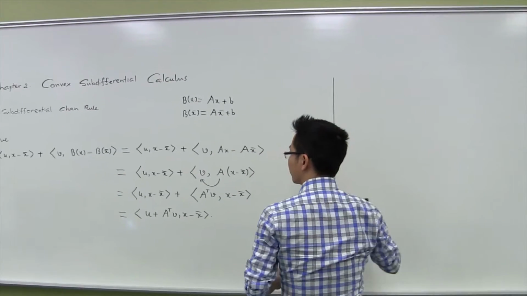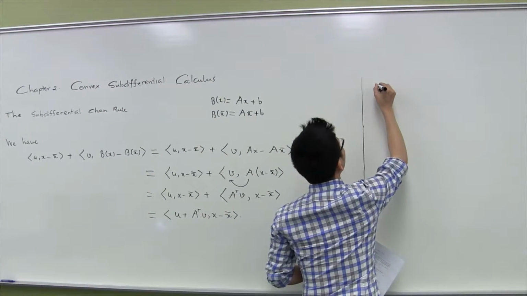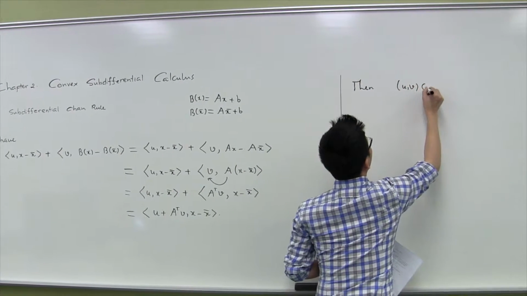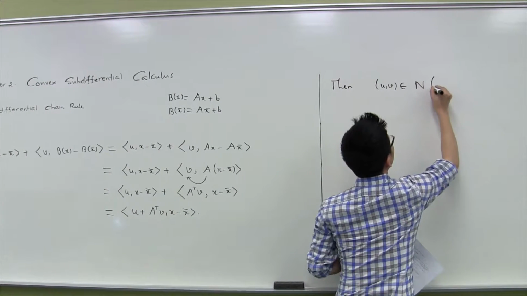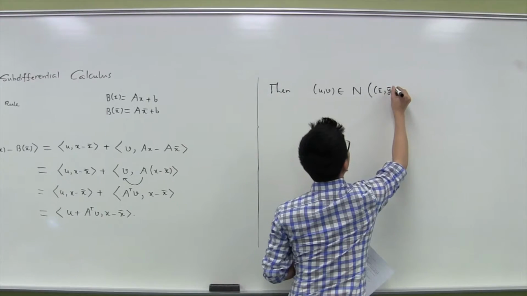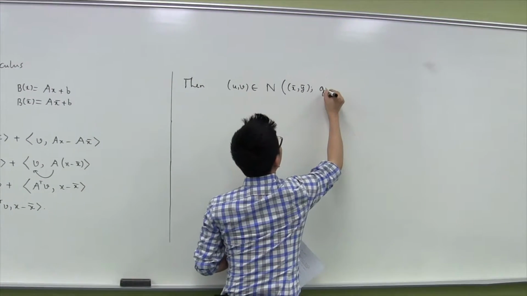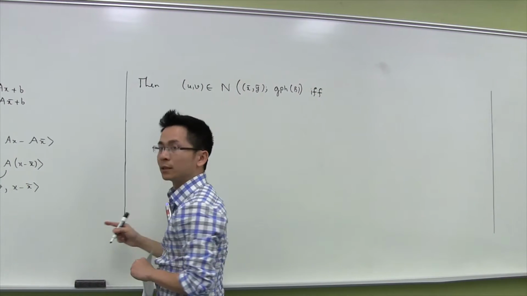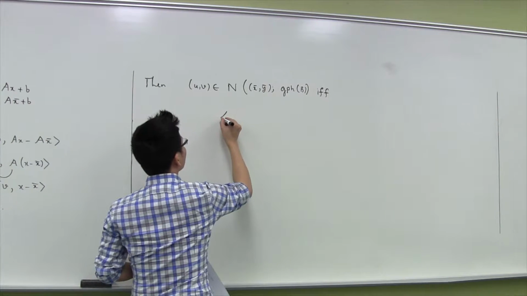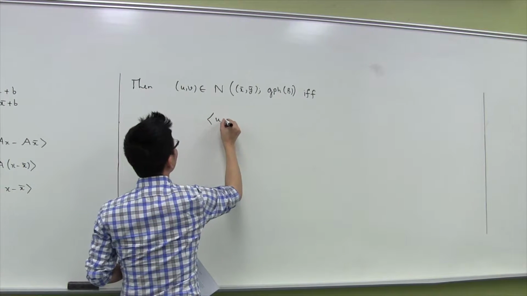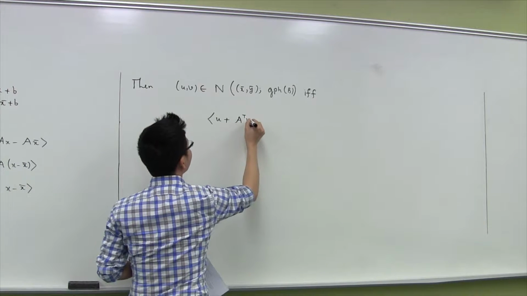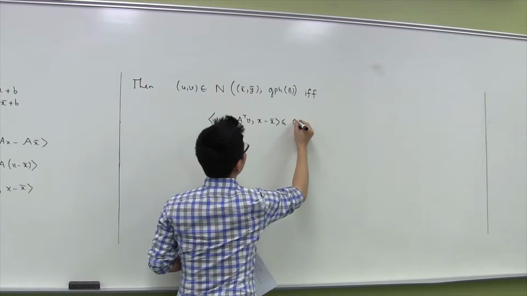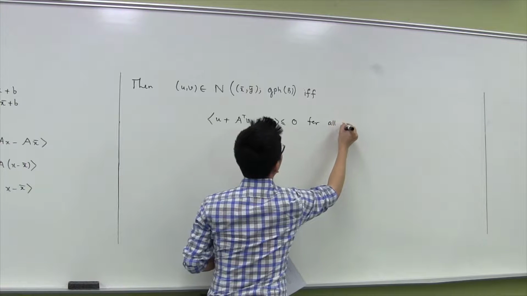Using this formula, we have the following. Then (u, v) belongs to the normal cone to the graph of the function b at (x bar, y bar) if and only if the following condition is satisfied. The inner product of u plus A transpose times v, x minus x bar is less than or equal to 0 for all x in Rn.